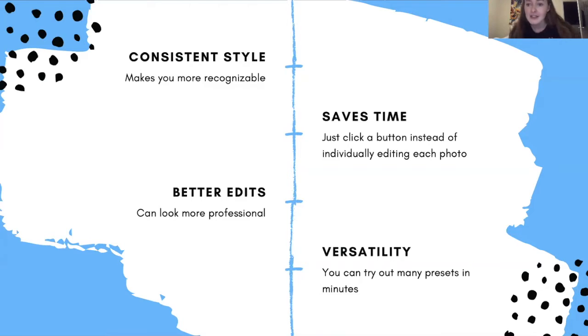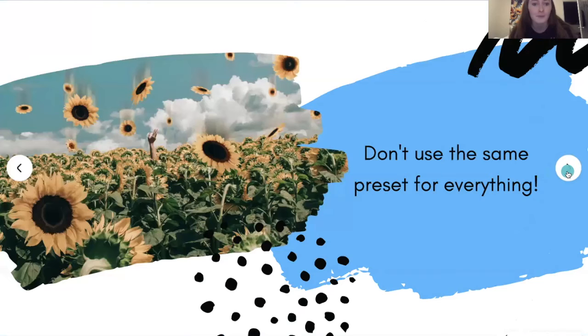But lastly, it is versatile. So like I said before, you can just try out as many presets as you need to. So let's say you have a couple different presets and you aren't sure which one you want to use. You can just click through each preset and it'll just show you what it'll look like on that photo, and then from there you'll be able to pick which one you like the best. So it is super convenient if you have a couple of different presets that you want to try out.